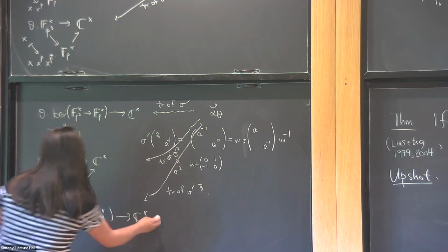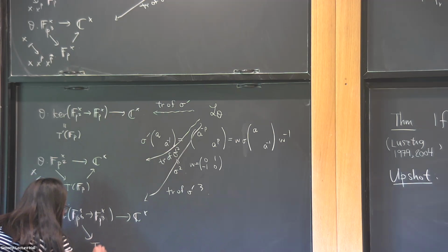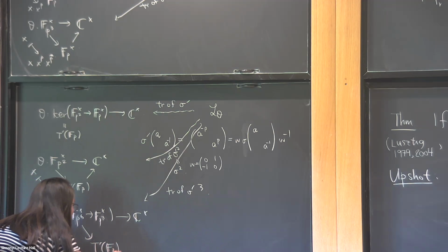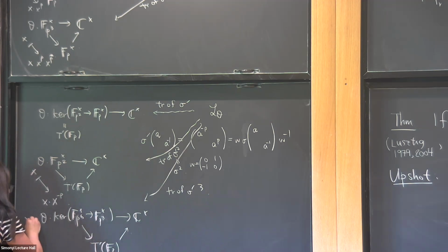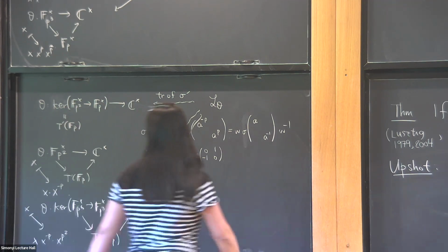Which seems to be my style this week, is to give you lots of exercises during lecture. And this will map to T prime of Fp and map back. And what is the map now? The map is x goes to x times x to the minus P times x to the P squared. So you can also check that it lands in the correct spot.